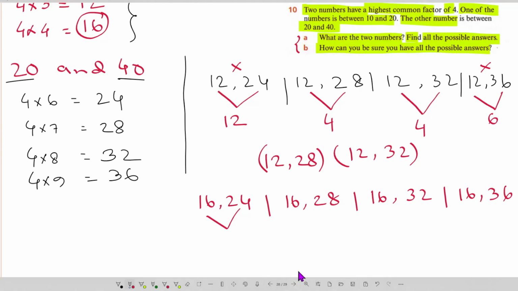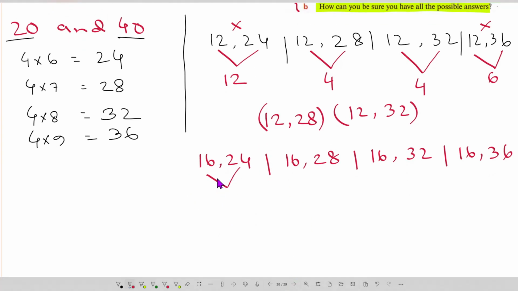So which one is the correct thing? Look, 8 times 2 is 16, 8 times 3 is 24, so here it is 8, so we cannot take this one. Now 16, 28. 16, 28 is a possible thing. The highest common factor is 4. 4 times 4 is 16, 4 times 7 is 28.